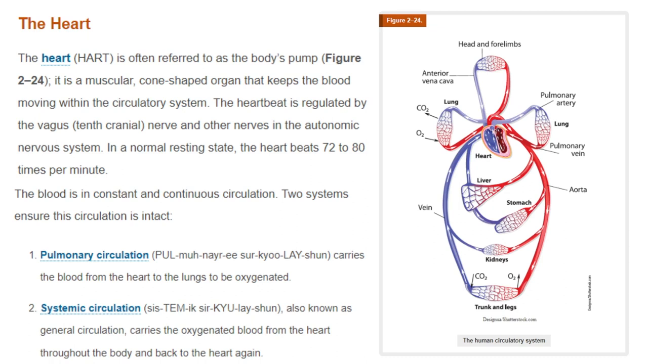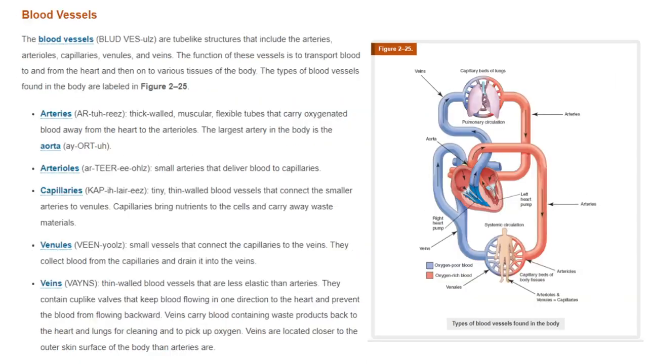Two systems ensure this circulation is intact. Pulmonary circulation carries the blood from the heart to the lungs to be oxygenated. Systemic circulation, also known as general circulation, carries the oxygenated blood from the heart throughout the body and back to the heart again.